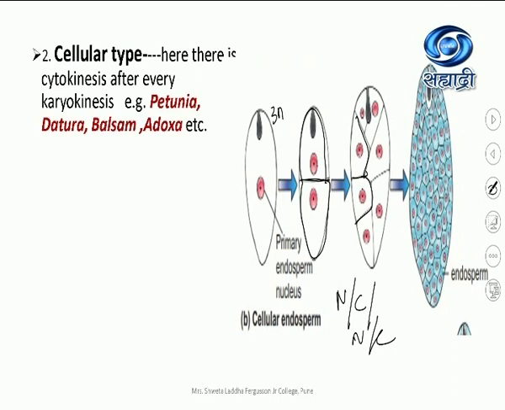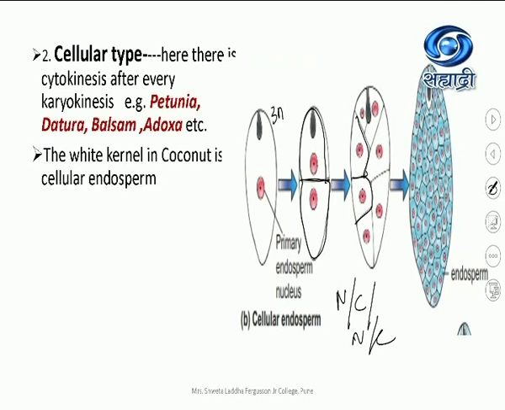It is seen in Petunia, Datura, Balsam, Adoxa. You have to remember the examples, they can be asked in MCQs. And so the endosperm, when it is developed, is multicellular from the beginning. The white kernel in the coconut, which in Marathi we call khobra, khopra, the white kernel part of the coconut, is a cellular endosperm. Okay, so this is about the cellular type.